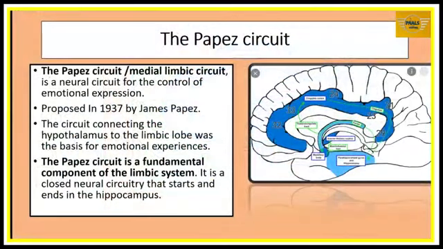Before we round off this section on the bundles of the limbic system, we would like to discuss a specific circuit, the Papez circuit, which is a circuit that controls emotional expression, actually named after the man that discovered it, James Papez.